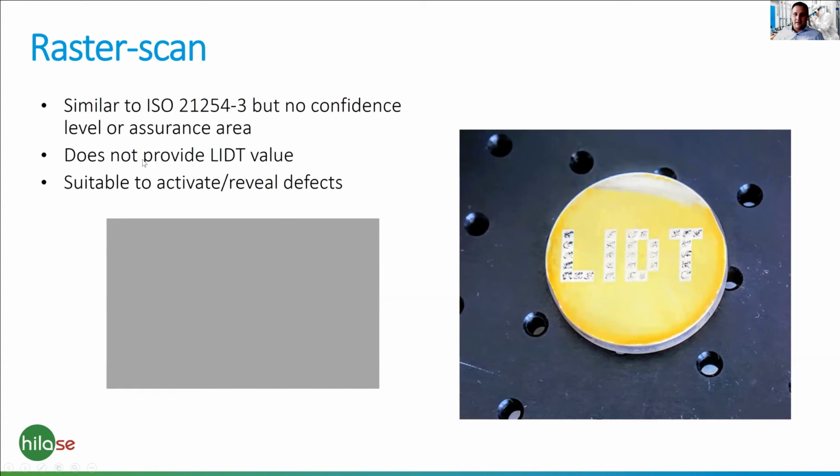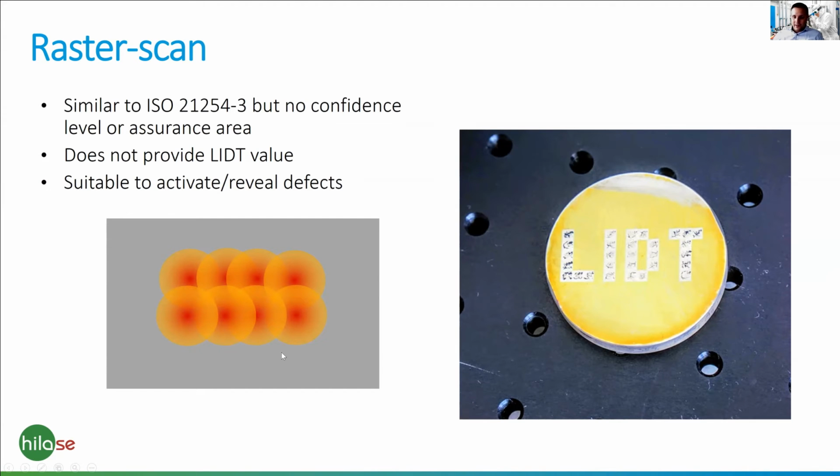Similar is the method called raster scan, which is similar to the ISO 21254-3 method. However, there is no confidence level or assurance area. So again, it's not statistically valid because you are not fulfilling the reproducibility criteria for this kind of test. Also, like the standardized method, it doesn't provide a LIDT value. Rather, it just tells you whether the component survives or not.